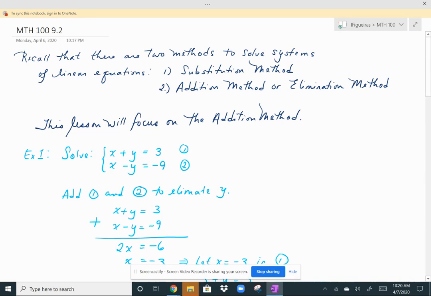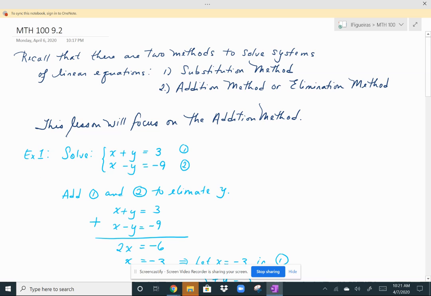Hi, this lesson is about solving systems of linear equations using the addition method or the elimination method. In 9.1, we talked about the substitution method. So this lesson is dedicated to the second one. I usually call it the addition method, but elimination method means the same thing.